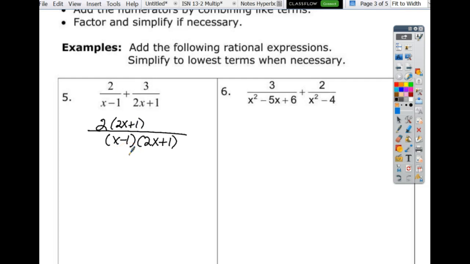Now let's write plus 3. So what's underneath the 3? The 2x plus 1. What isn't underneath the 3? X minus 1. So I'm going to write x minus 1. We're going to distribute and combine like terms. It's really not that hard.